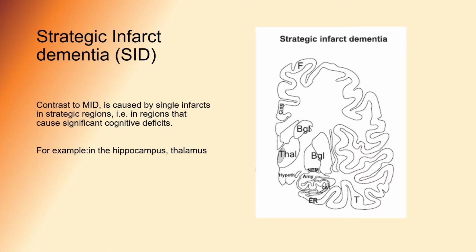Strategic infarct dementia. In contrast to MID, SID is caused by single infarcts in strategic regions, that is, in regions that cause significant cognitive deficits, for example, in thalamus or in hippocampus. We know hippocampus is the area for memory. So lesion in this area will cause memory deficits.